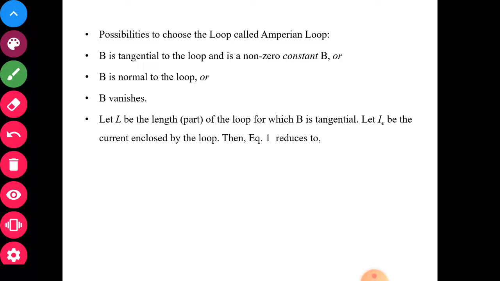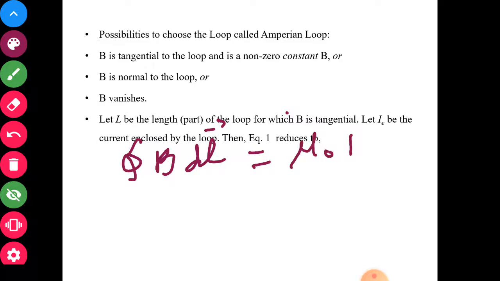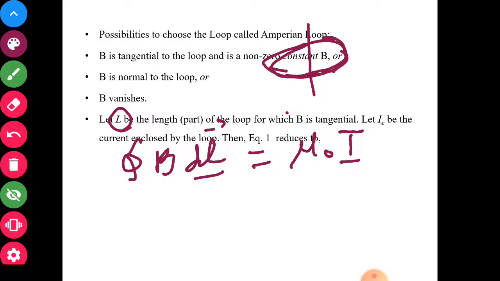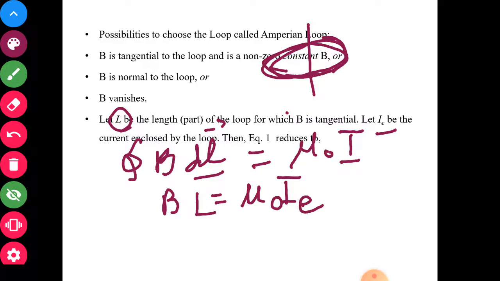Then equation 1 which we had, what was equation 1? Equation 1 was closed integration B dl is equal to mu 0 into I. Now the length of the loop is L. If you take the integration of dl, all the small dl added together give the length of the loop, and the length of the loop is taken as L. Then the integral of dl results in L. So B into L is equal to mu 0 I, and if the current enclosed is shown by IE, then this can be written as BL is equal to mu 0 IE.